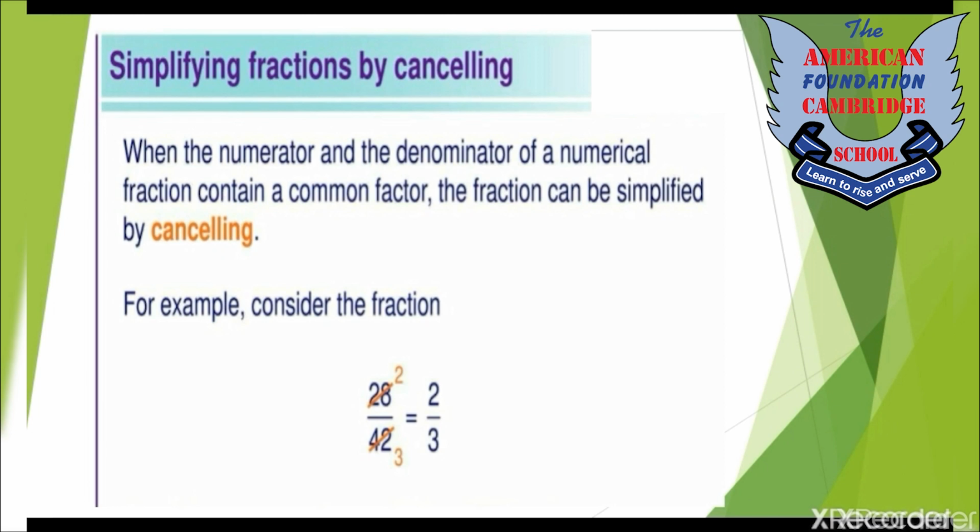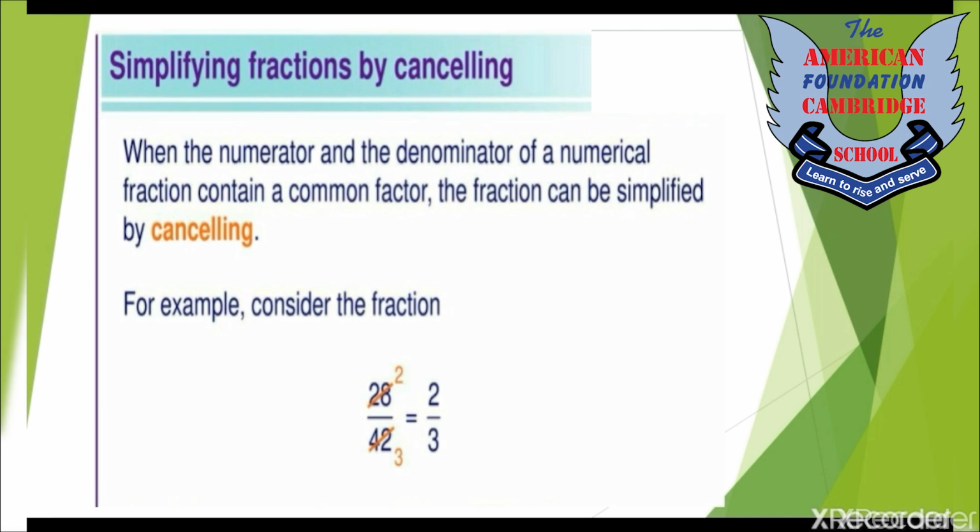All of you are quite familiar with the terms fraction, numerator and denominator, and you have solved many numerical fractions before. For example, consider this numerical fraction 28 upon 42. This can be reduced by the factor 14. 14 multiplied by 2 will give you 28 and 14 multiplied by 3 will give you 42. Your answer will be 2 upon 3.